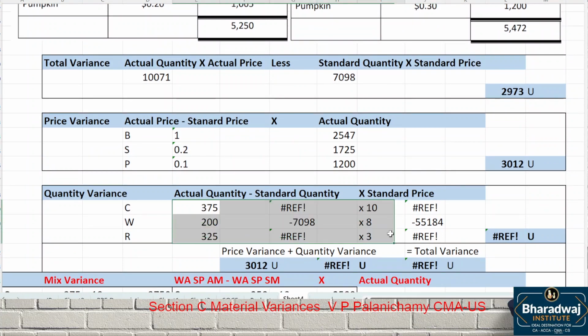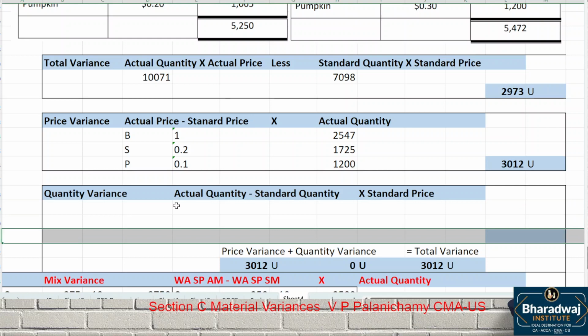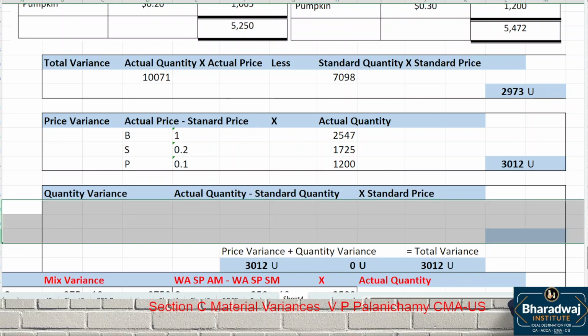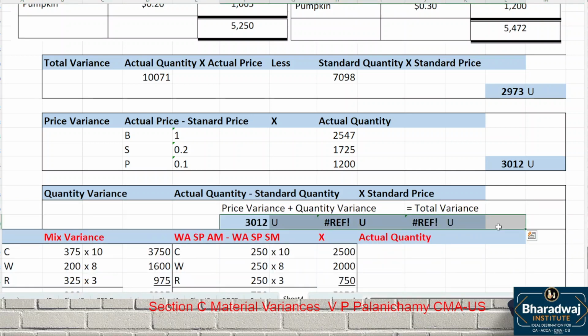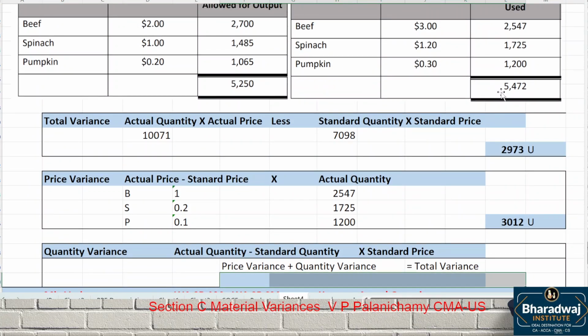Quantity variance is actual quantity minus standard quantity into standard price. Directly you can work out and tell me. 2547 minus 2700 into 2, like that. What is the difference? Direct net answer. 306.